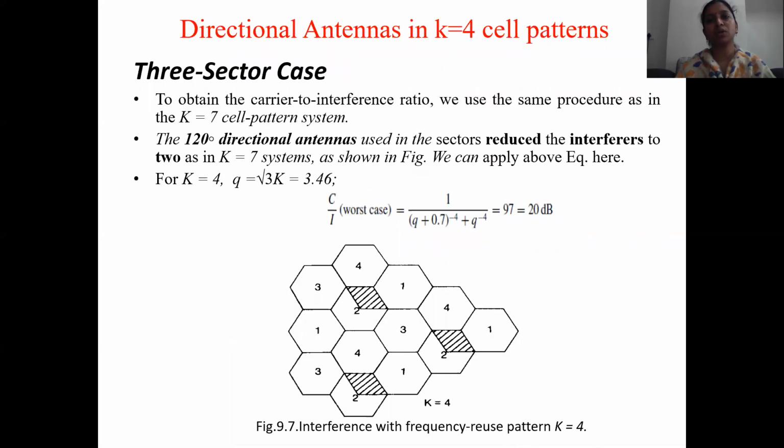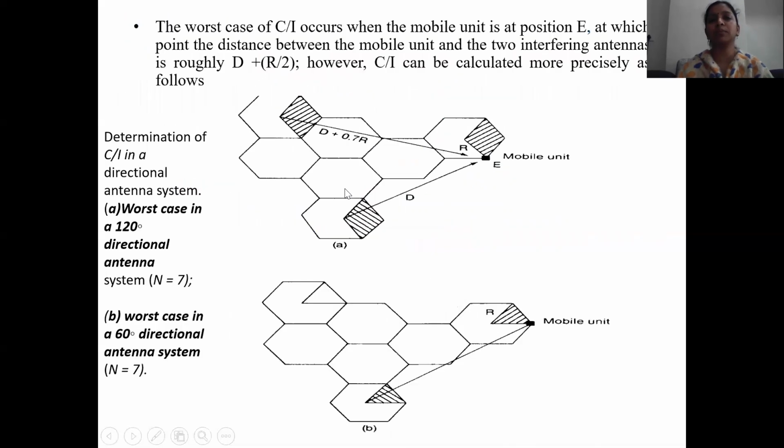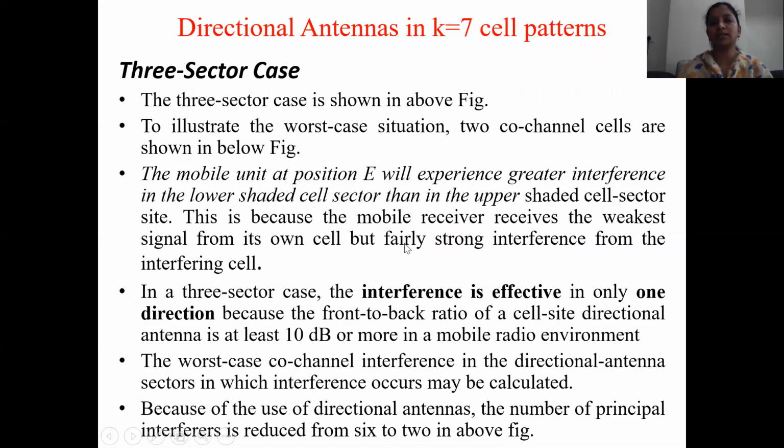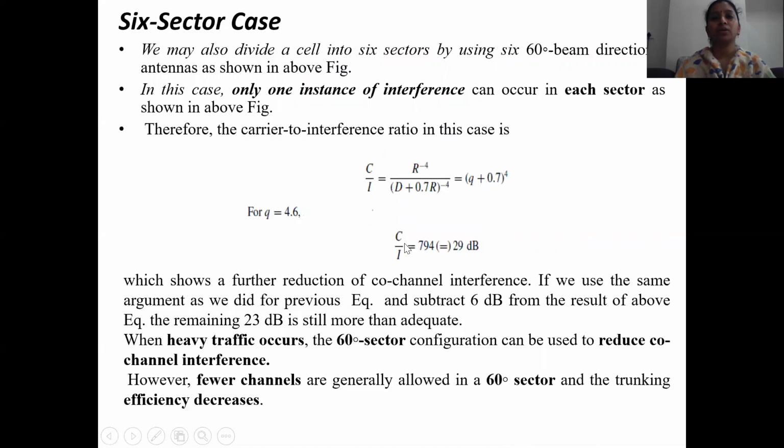In the case of K equal to 4, the difference is in the formula: we substitute Q equal to 3.46, whereas for K equal to 7 we substituted 4.6. That is the difference. So this is about the reduction of co-channel interference and the increase of channel capacity with the help of the directional antenna system, and we have seen the design of the directional antenna system in the worst case also. Thank you.